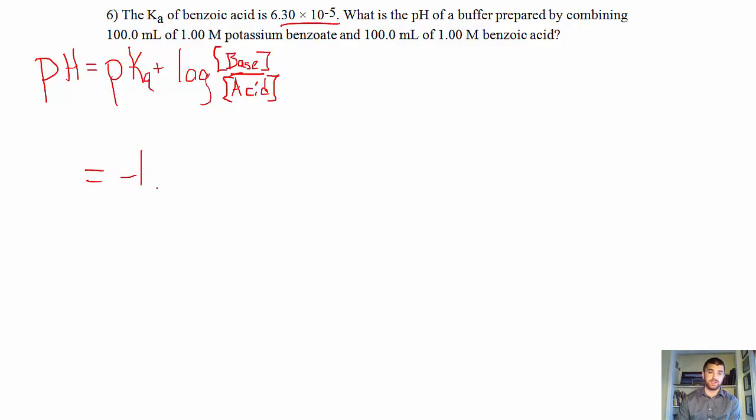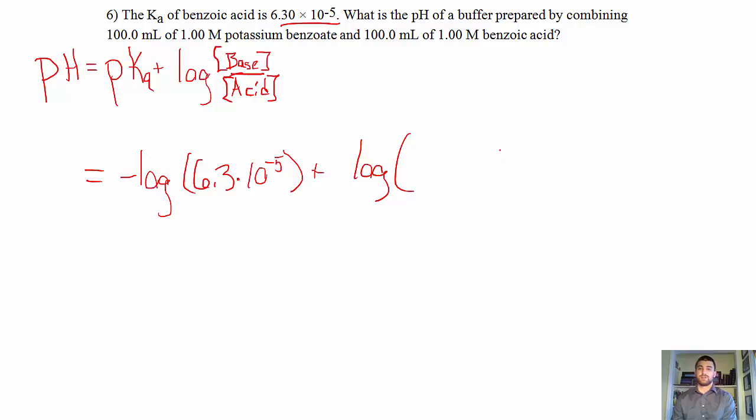I know p is just negative log. So pKa is negative log of the Ka, 6.3 times 10 to the minus 5, plus the log of the concentration of the base over the concentration of the acid. Now, we got to figure out, well, what's the concentration? Because we're actually mixing these things.